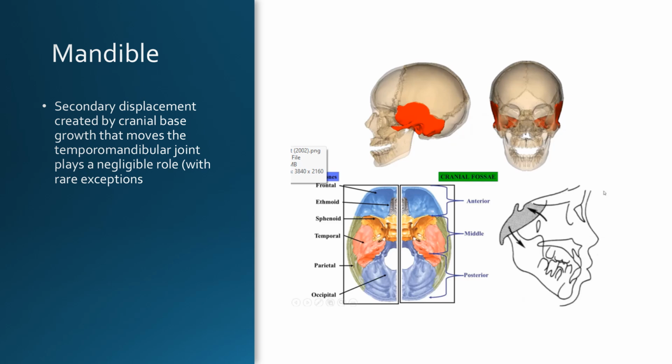There is also secondary displacement of the mandible as the cranial base grows, so it will push the temporal bone down. Okay, and sometimes, but very rarely, it will take the temporal bone a little bit to the back, as we said, and will take the mandible back.